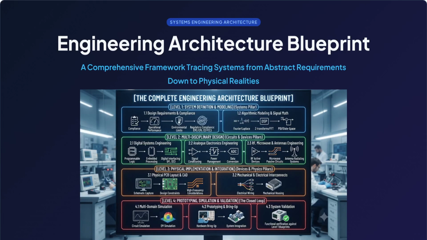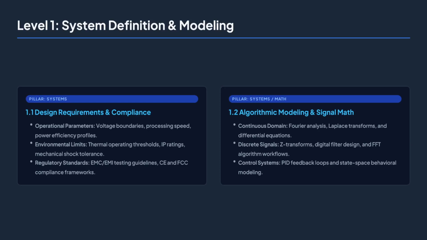Okay, today we are exploring the comprehensive systems engineering architecture framework. Our goal is to trace how high-level abstract requirements seamlessly transform down into concrete physical realities, meaning we take pure software, math, equations and code and turn them into actual manufactured silicon chips, copper circuit boards, physical metal enclosures and working hardware. Let's look at how we systematically bridge all of these layers together.